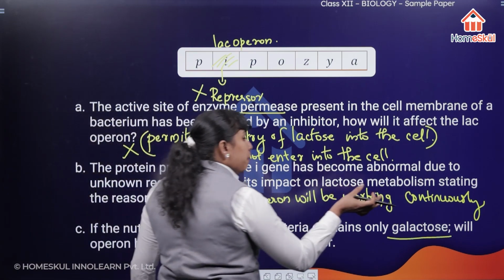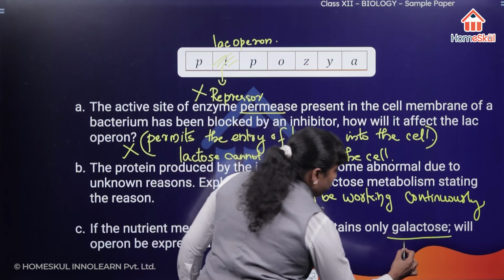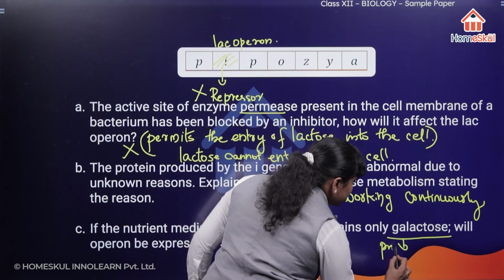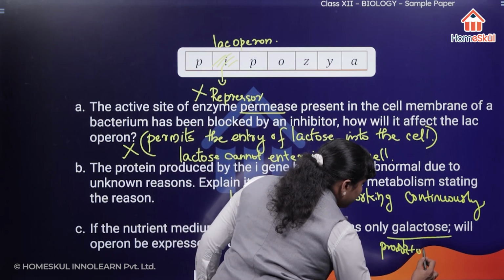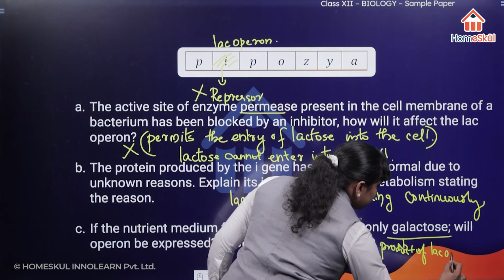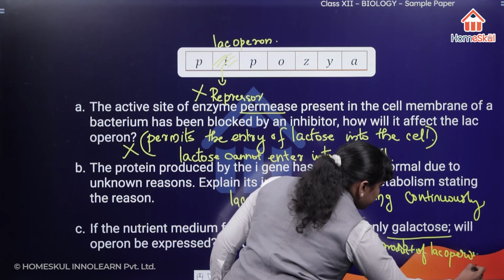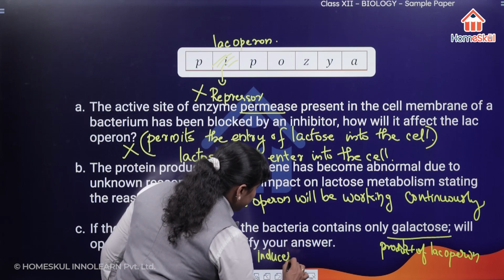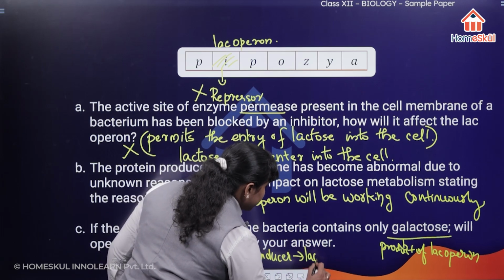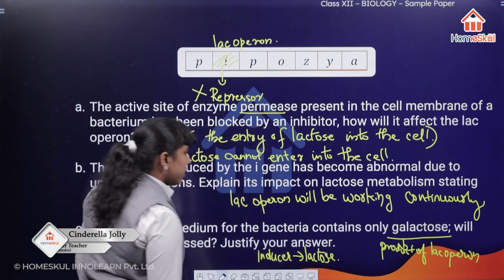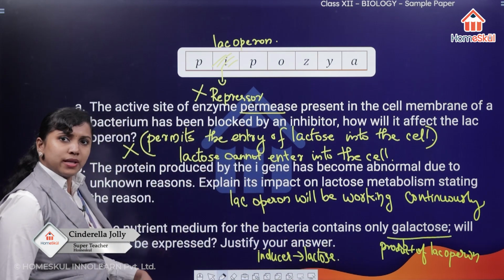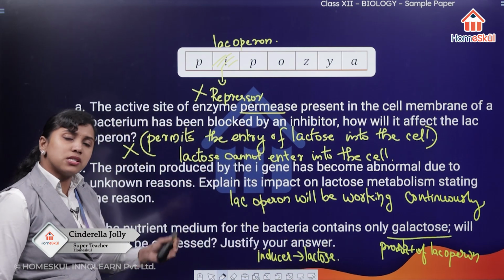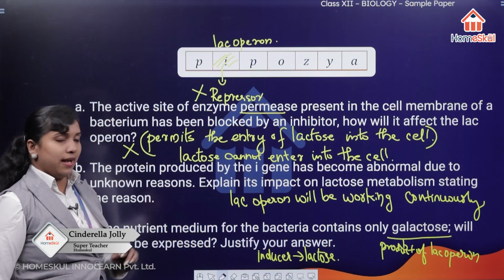Galactose is basically the product of the lac operon, isn't it? It is not an inducer. The inducer is lactose. So, what is your answer? Will the operon be expressed? No, the operon will be expressed only in the presence of lactose.